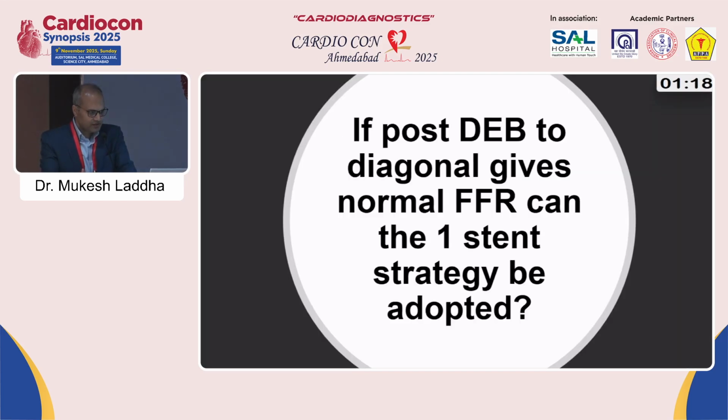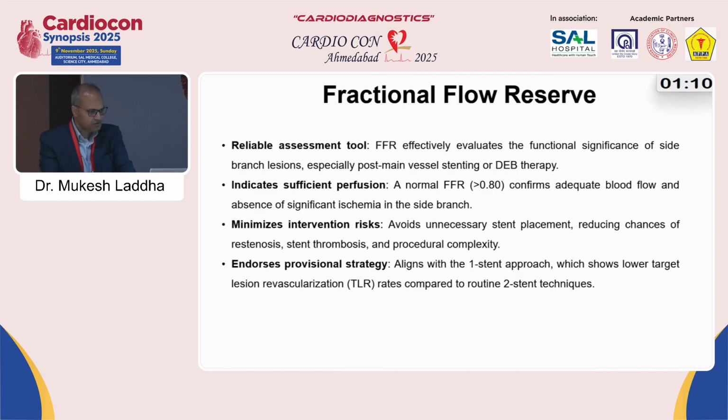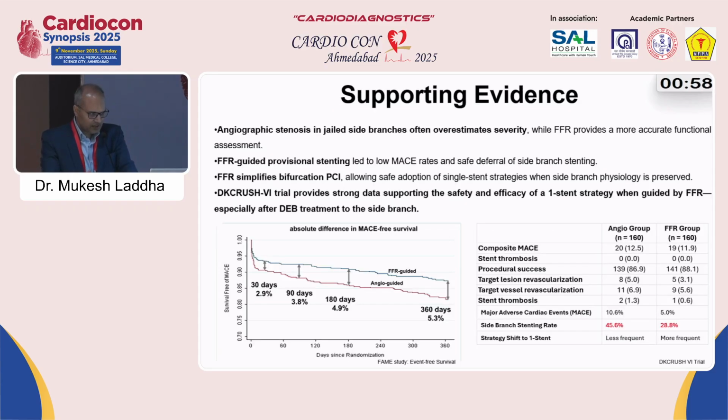Now, the third question is about DCB. If DCB is done in the diagonal and with normal FFR, can one stent be adopted? We know that FFR is a very reliable method to identify the physiological nature of the vessel. If it is normal, then there is no significant ischemia, and you need not stent. The supporting evidence is the FAME trial, which has shown that if you do FFR-guided angioplasty, there is a smaller number of double stent angioplasties.